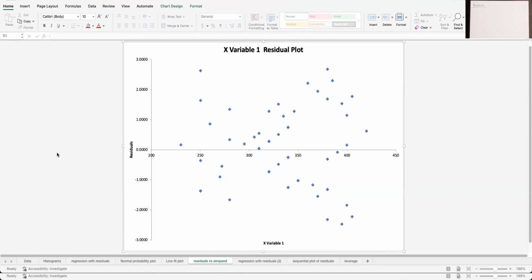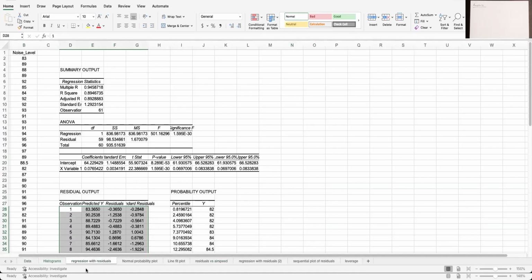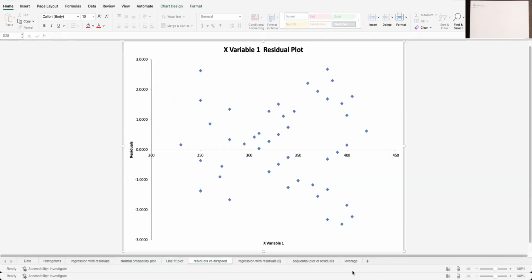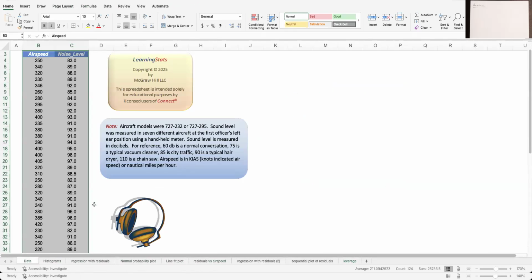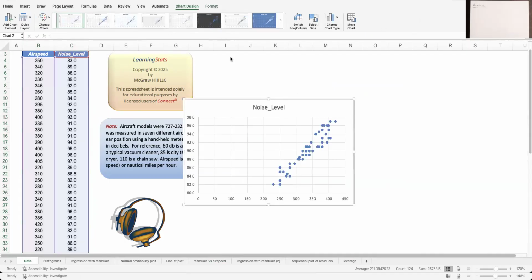Let's consider our scatter plot. Where is my actual scatter plot? I promise I did a scatter plot somewhere. No, we'll do it again. Fine. Insert scatter plot. Boop.